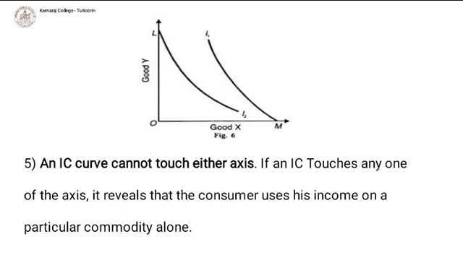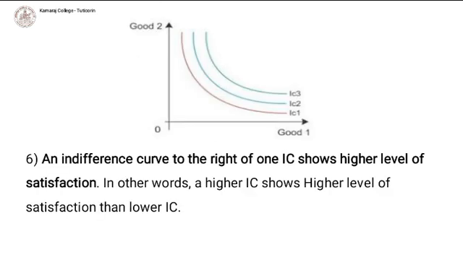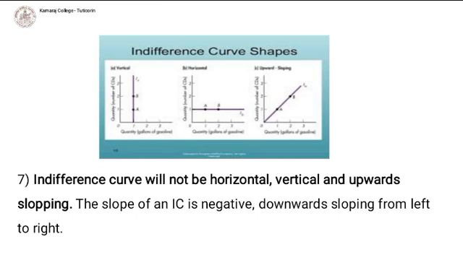Next one: an indifference curve to the right of another IC shows a higher level of satisfaction. In this figure, there are three indifference curves: IC1, IC2 and IC3. As such, a higher indifference curve shows a higher level of satisfaction. And the last one: an indifference curve will not be horizontal, vertical or upward sloping, because the slope of an indifference curve is negative, so it is downward sloping from left to right.